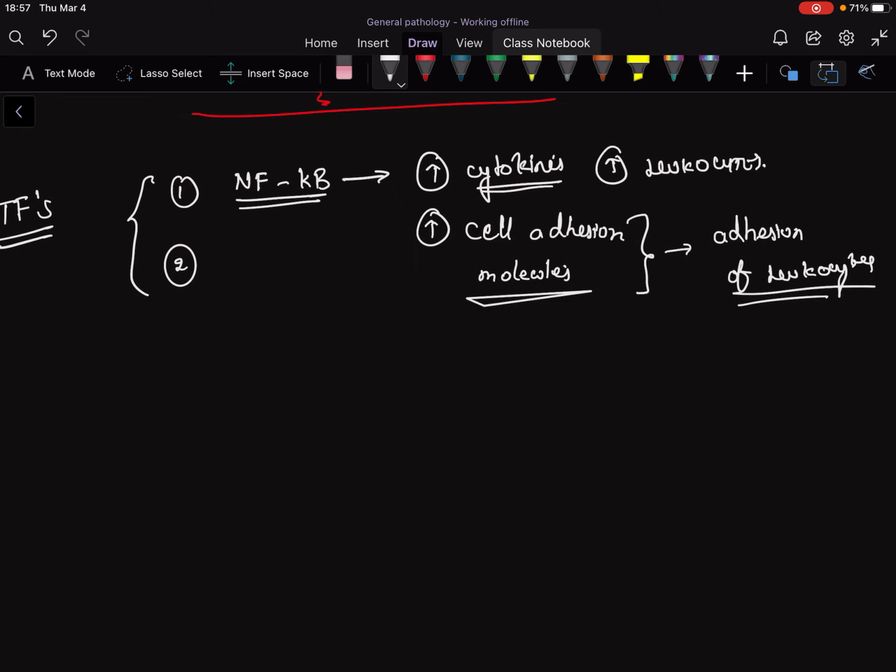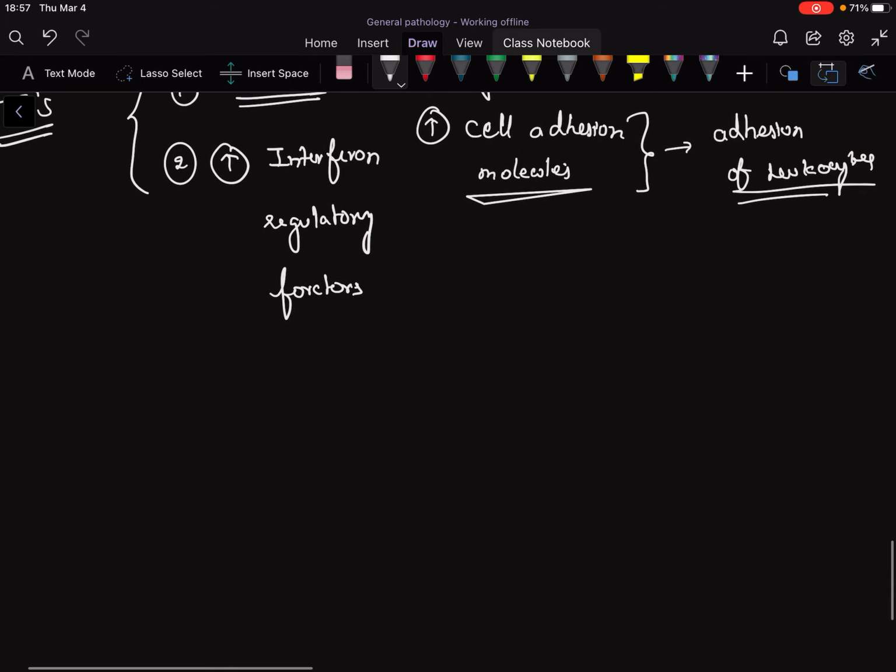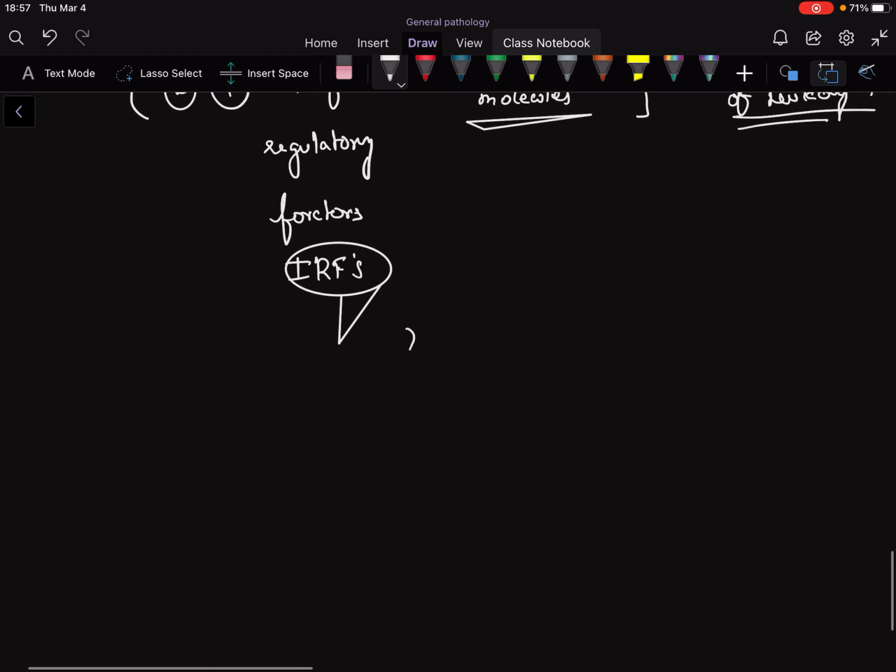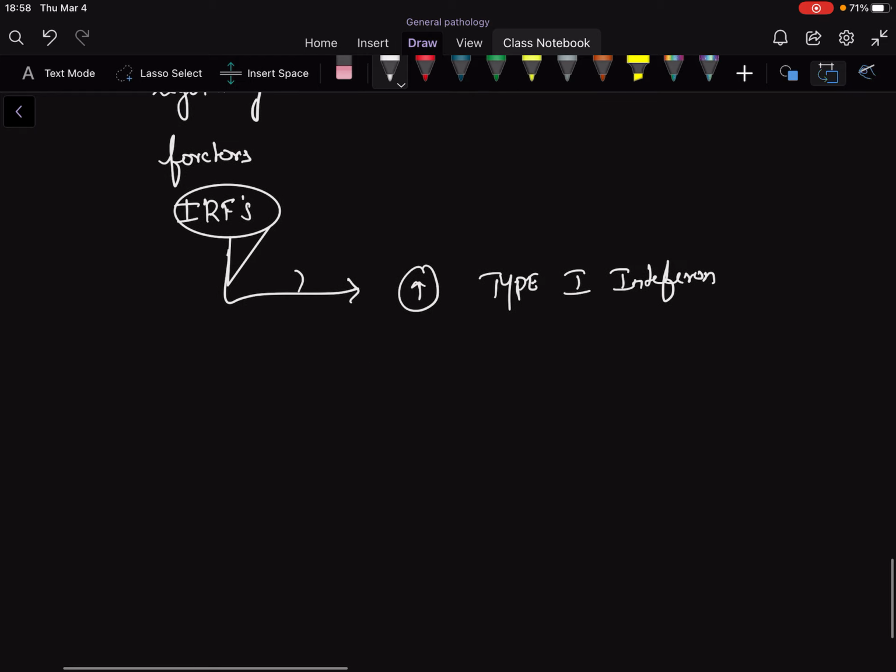Another function is that it will increase the production of interferon regulatory factors. Okay, what do these interferon regulatory factors, or IRFs, do? These IRFs will eventually increase the production of type 1 interferon. Type 1 interferon is a type of antiviral cytokine.